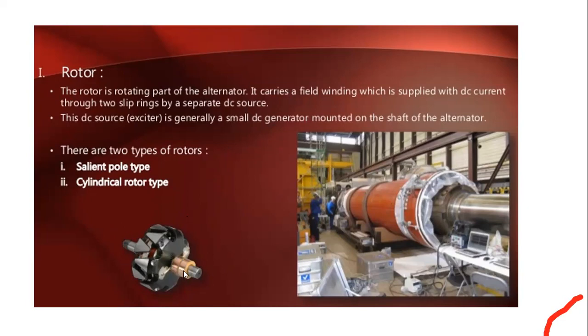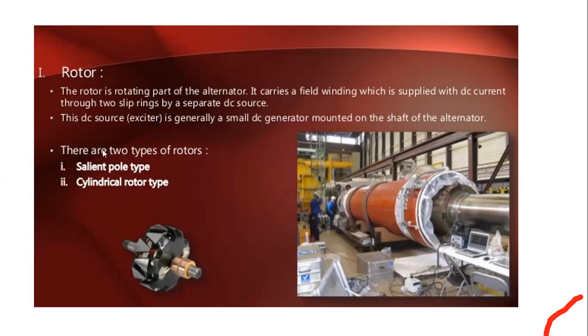The field windings are supplied with DC current by a separate DC source. This DC source is generally a small DC generator that is mounted on the shaft of the alternator.